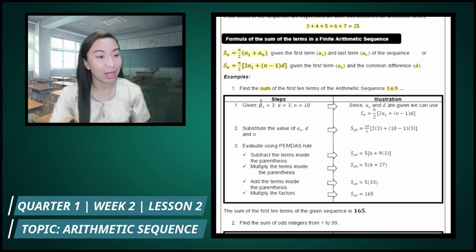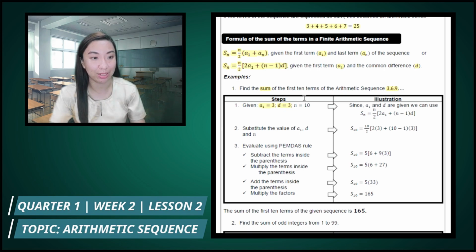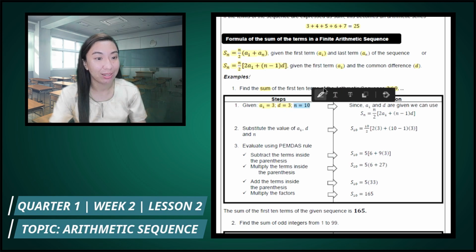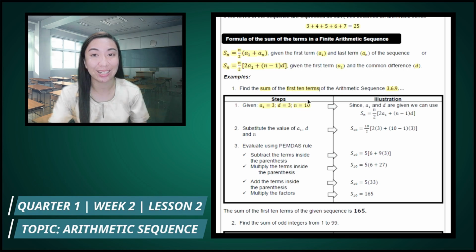So of course, our a sub 1 is equal to 3, the first term. Our common difference is equal to 3 also. So even if it is not stated in the problem, we can easily identify the common difference in the given arithmetic sequence. So the d or common difference is equal to 3. And our n is equal to 10 because it is identified that we have to find the first 10 terms. So n is equal to 10.